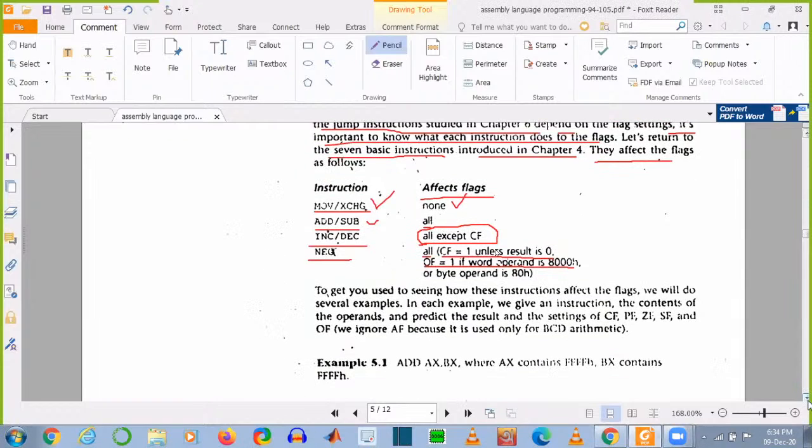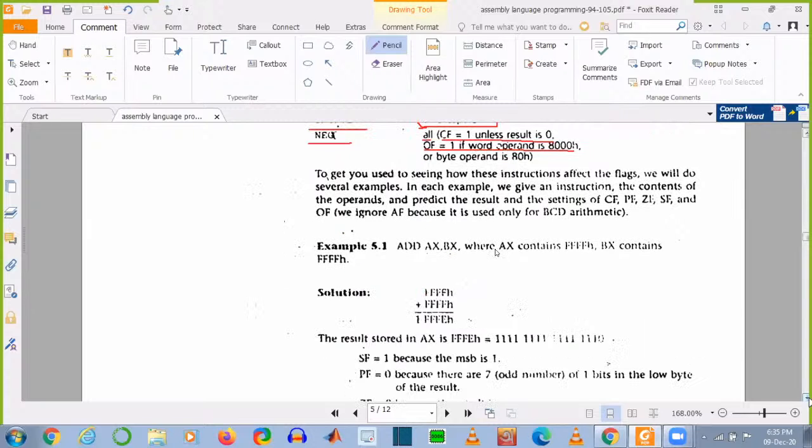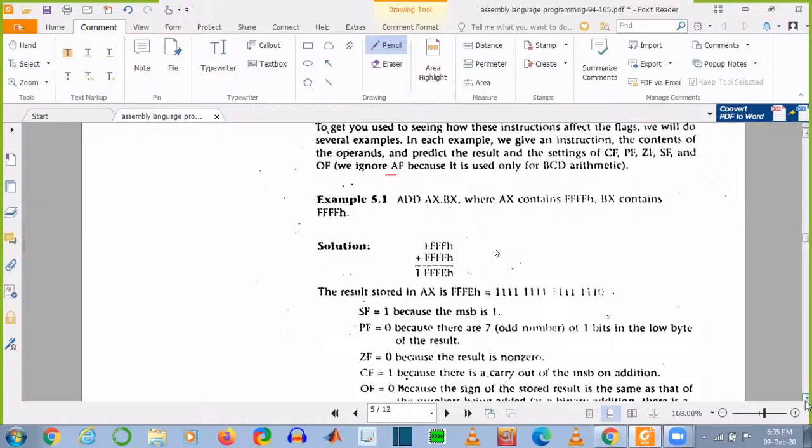So if you read this line, to get used to seeing how these instructions affect the flags, we'll do several examples. In each example, we give an instruction and the contents of the operands, and predict the result and the setting of CF, PF, ZF, SF, and OF. You can also see they have ignored AF. That does not mean that you can ignore it. So you can also look at that.